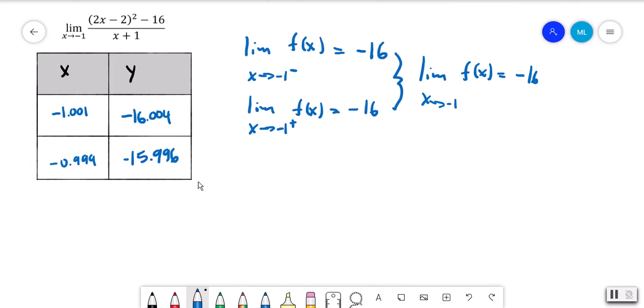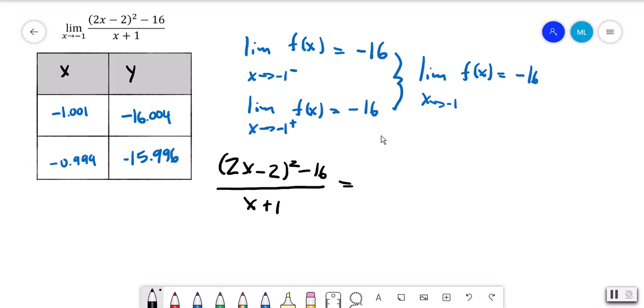But the idea is that you want to be able to do this another way. So let's say that we were to use another method. The other method that we could probably use is either factoring or expanding. So take a look at your expression: (2x minus 2) squared minus 16, all divided by x plus 1.